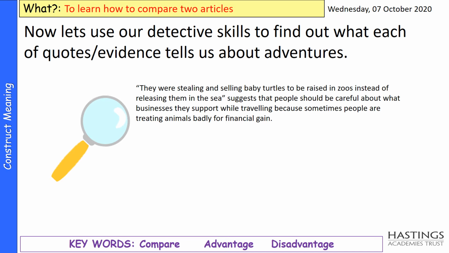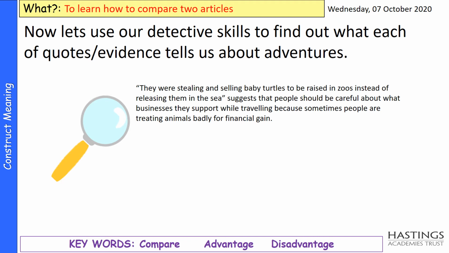Okay, so now we're going to be trying to make some inferences based on the evidence that we've chosen from the quotes from the article. So as an example, I've chosen one quote which was they were stealing and selling baby turtles to be raised in zoos instead of releasing them in the sea. And what I've said there is that it suggests that people should be careful about the businesses that they support while travelling, because sometimes people are treating animals badly for financial gain.